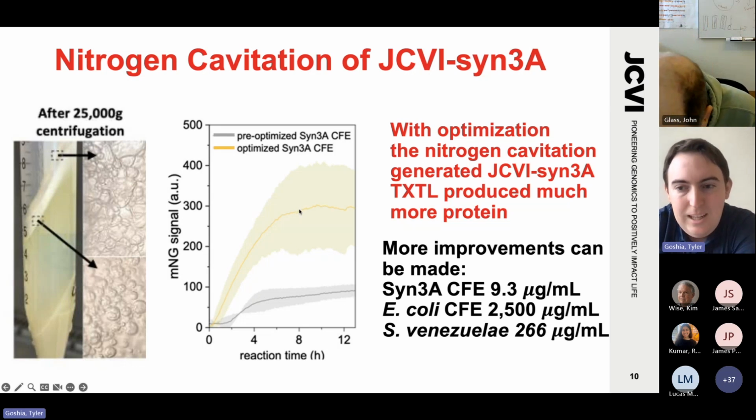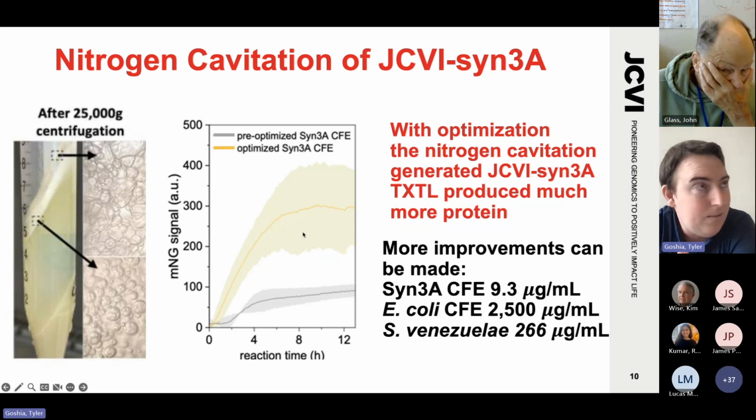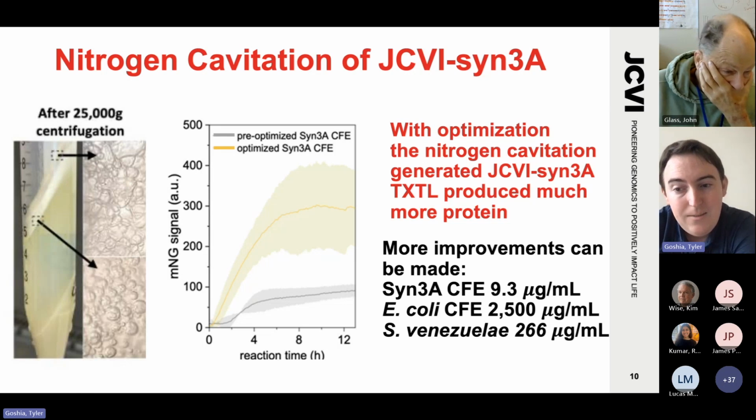For instance, E. coli and Streptomyces venezuelae systems can produce multiple orders of magnitude more protein. I now have a nitrogen bomb of my own, and getting our system to that level will involve tweaking the growth, disruption, and the reaction conditions even more.